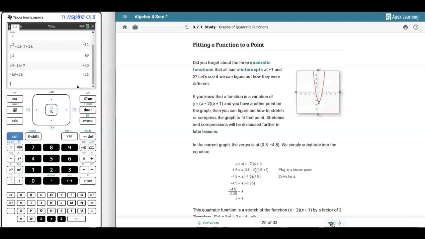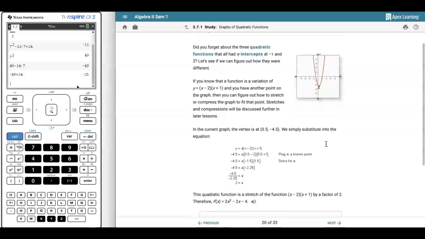All right, so what this means is just fitting the different points of the function. So we have our quadratic functions, and we were able to calculate our x-intercepts and our vertex point. So moving forward here, we can figure out how to continuously plot the graph of the function. In this current graph, the vertex is at (0.5, -4.5).